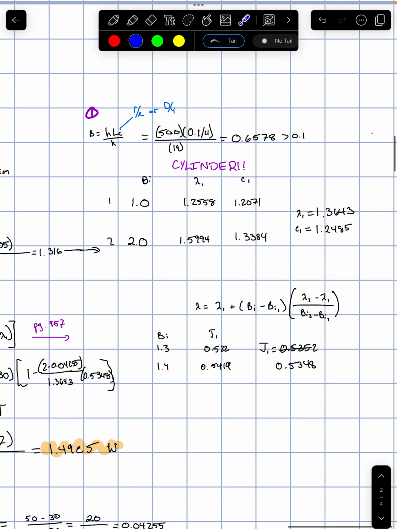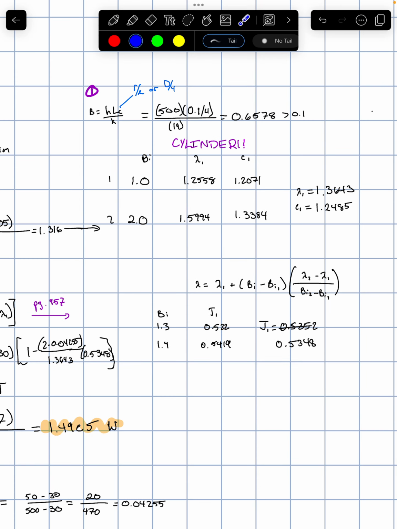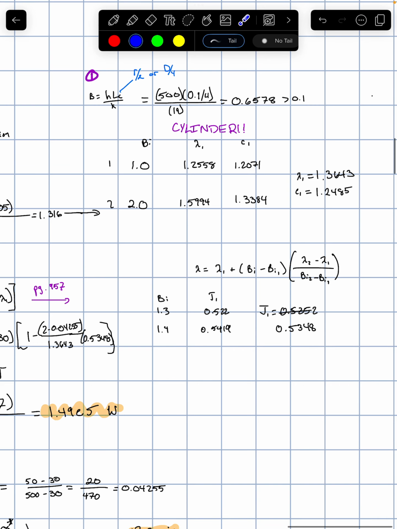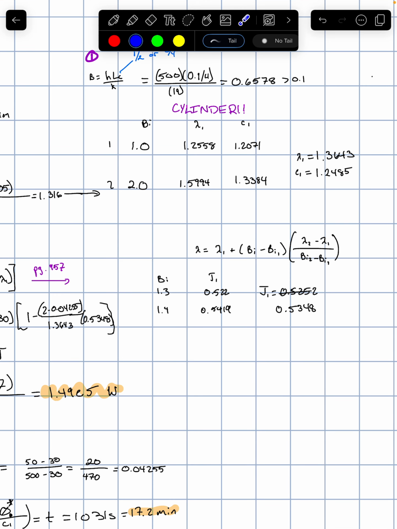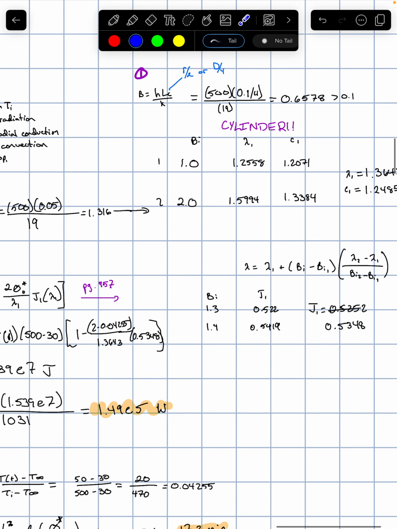So starting off, as we usually do, we're going to find the Biot number. As this is a cylinder, our characteristic length will be radius over 2, or the diameter over 4. So there it is. And then calculating that out, we have 0.6578, which is greater than 0.1, so it's going to be first term. Using that number, we're going to go into the book and find some numbers for lambda and C1. Now, as it came out, that was for testing whether it would be first term or lumped.